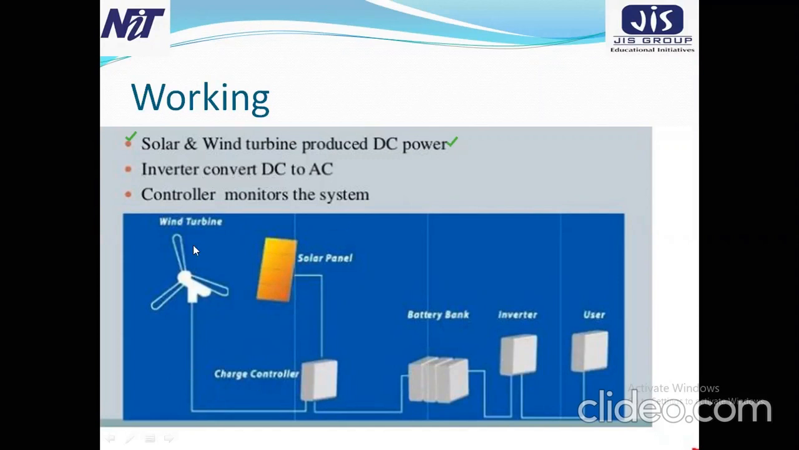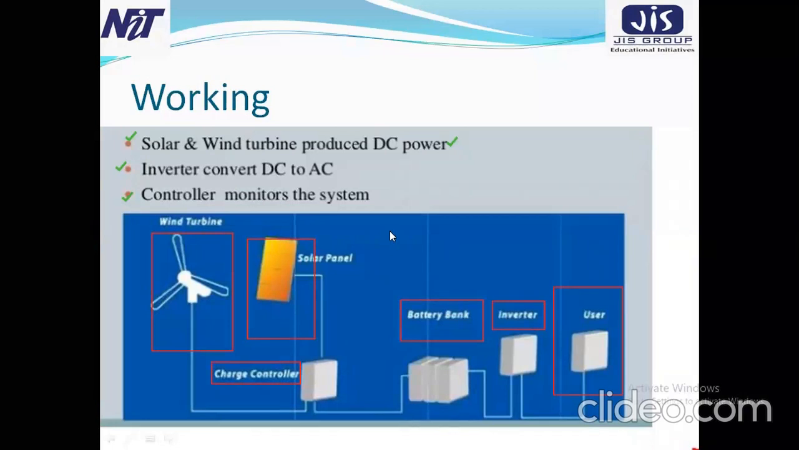So here look, the wind turbine and the solar panel are connected with the charge controller. Then with that, it is connected to the battery bank, and with the help of the battery inverter, we take the power. The inverter converts DC to AC, and the controller monitors the system. So this is the very basic working principle. It's a very introductory part of solar and wind, so I'm not going into the detail.